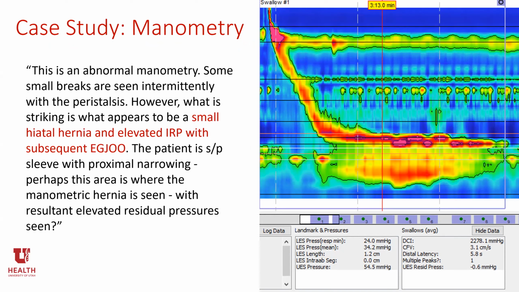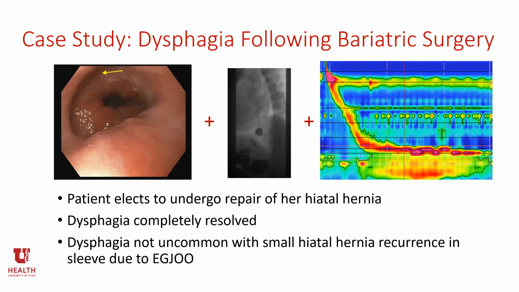And so on her x-ray there, she's got this proximal narrowing in the sleeve. Maybe this is the area of obstruction. So putting this all together, endoscopically, she doesn't seem to have intrinsic stenosis. Radiographically, she has a recurrence, and there's a little bit of angulation of the sleeve there, compression by the diaphragm. Manometrically, it doesn't look like she has an intrinsic peristaltic abnormality of her esophagus, but she does have EGJ outflow obstruction right at the level of the hernia there. So after some discussion with her, she elected to undergo repair of her hiatal hernia. We did not convert her to a bypass, and her dysphagia completely resolved.